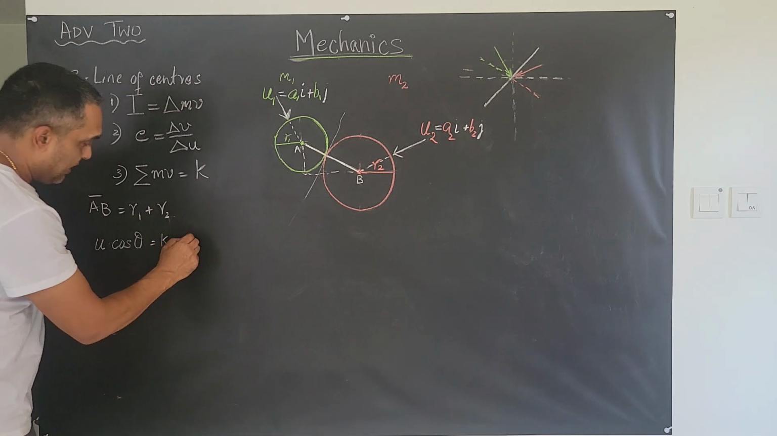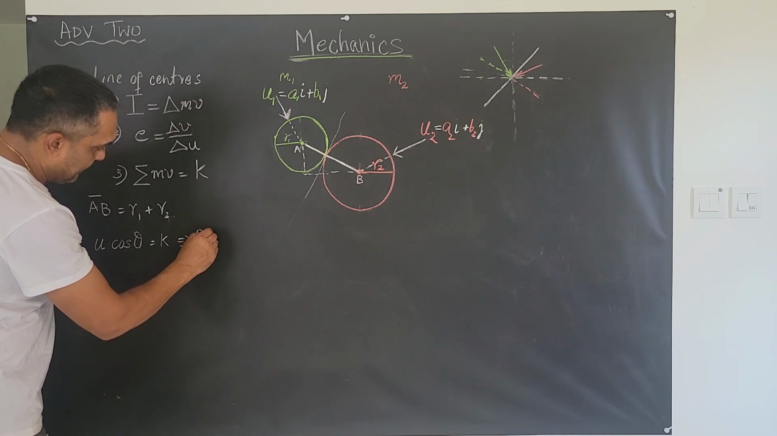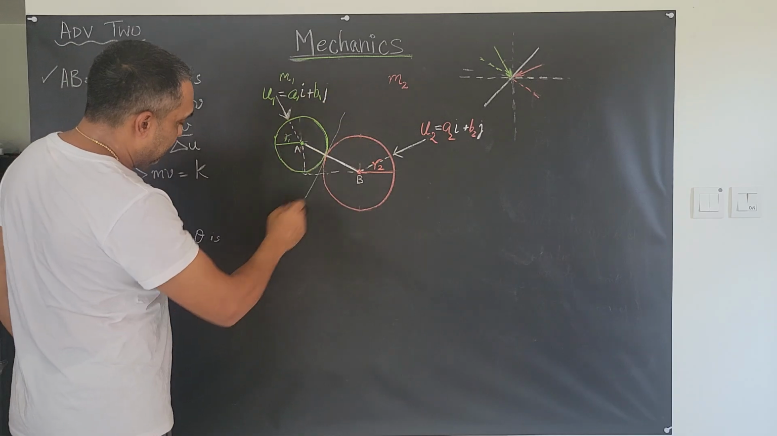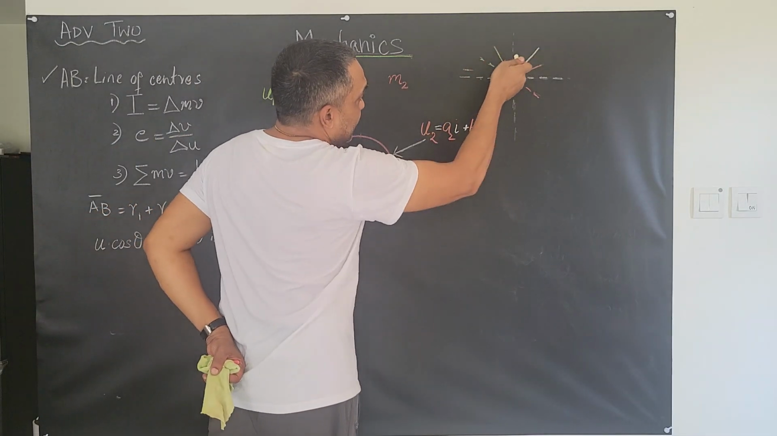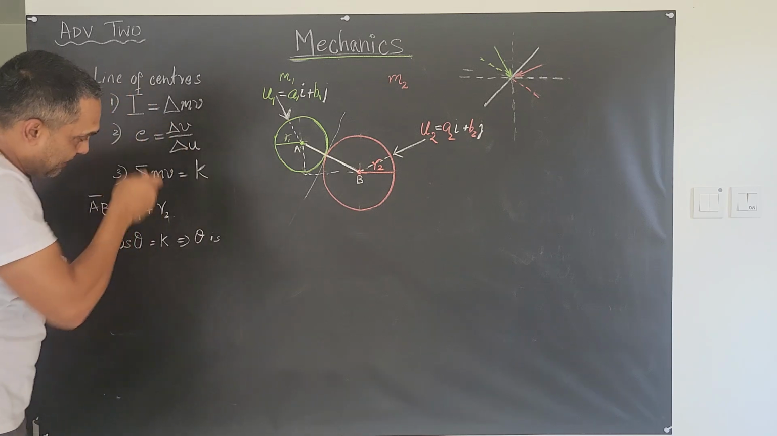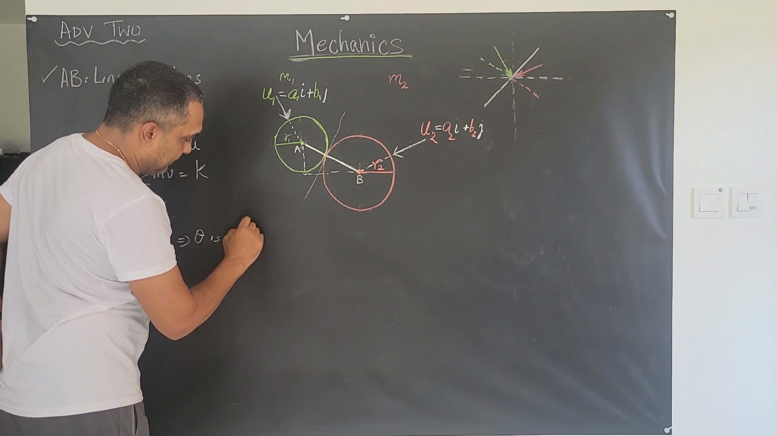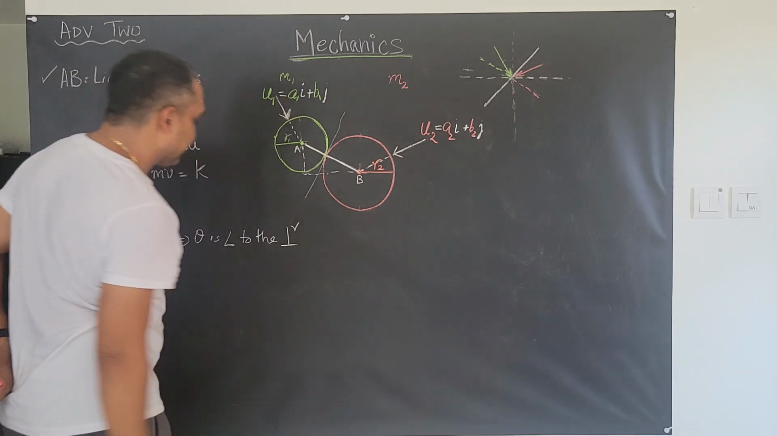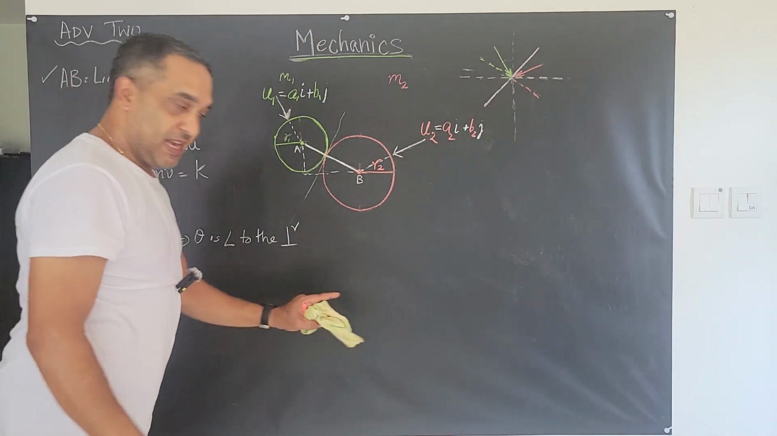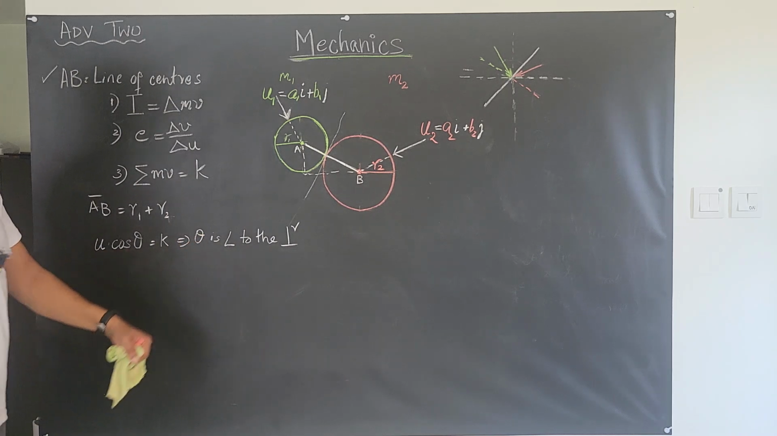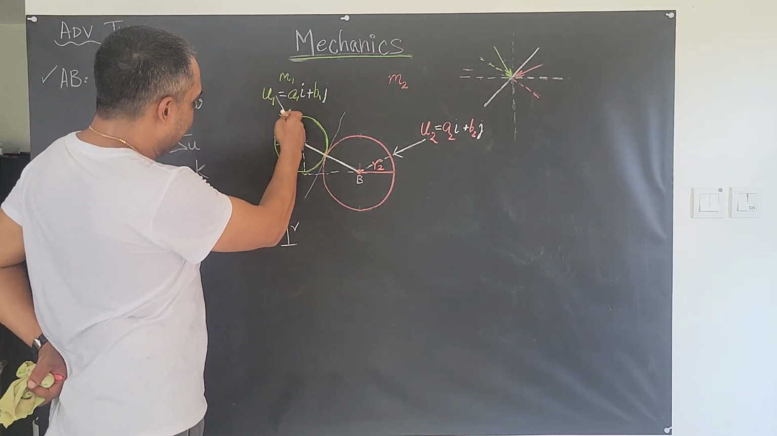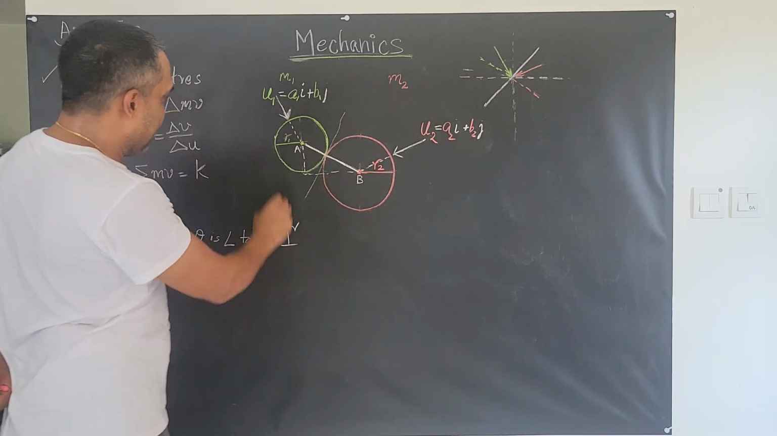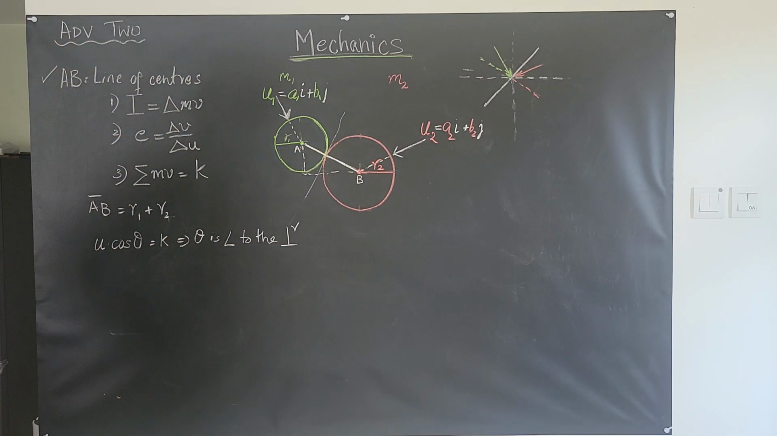They do not change, where theta is the angle of incidence. So theta is the angle to the perpendicular. So mathematically, just writing it easily for you: theta is the angle with the perpendicular. So the approach angle of u1, right? What does it make to the perpendicular to the line of centers? That's what we're interested in.